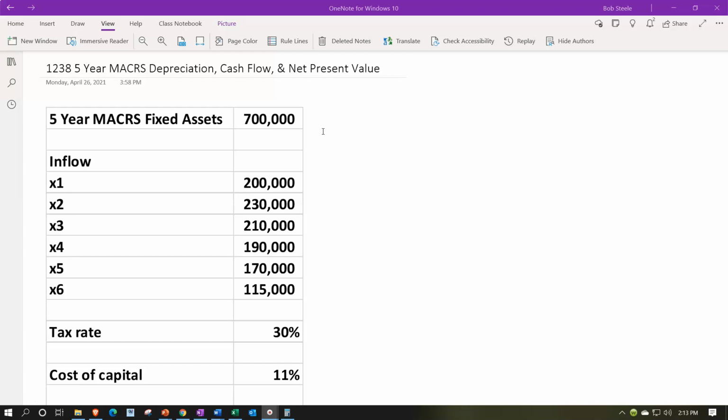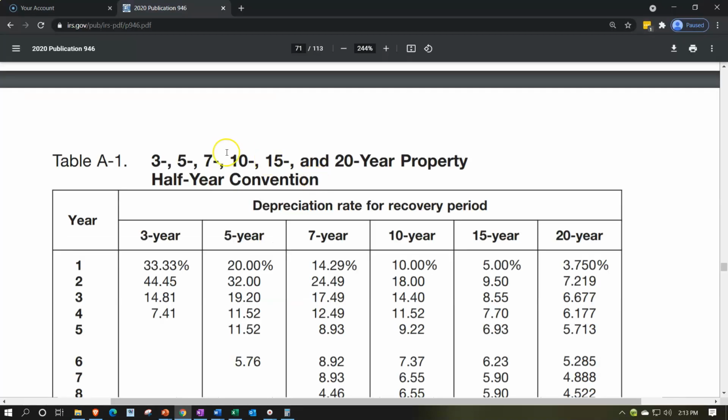So we have the $700,000 on the fixed asset. If we go to Publication 946 on the IRS website, irs.gov, type in pub or publication 946, you can read more about depreciation. In Table 1A, we have the depreciation rates that could be used here. Note we're looking at the 5-year property this time, which they have the rates for. So you could multiply the cost times the rate for each year to pick up the amounts.